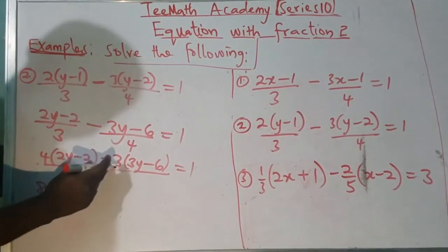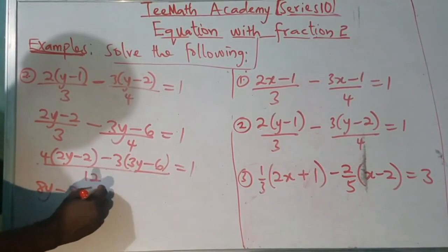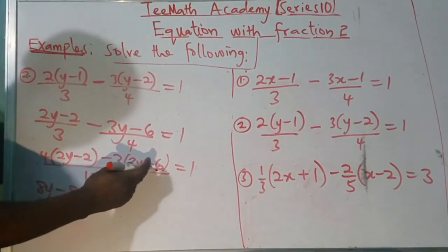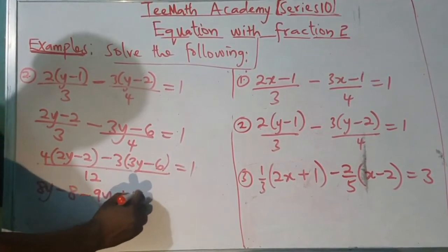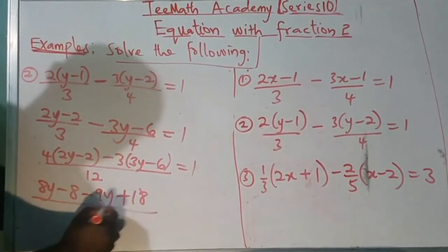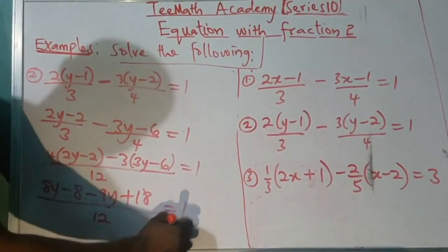So we have minus 3 times 3y, that is minus 9y. Minus times minus is now plus. Minus 3 times minus 6, that will be plus 18. Everything gives you also over 12 equals to 1.